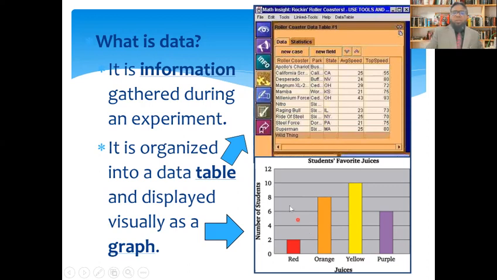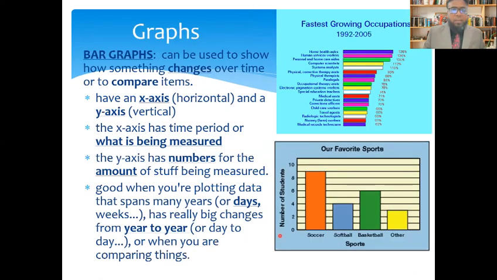So this is the bar graph. Based on the bar graph, we find out personal likes or dislikes, or we predict what the favorite juice color is for the students. Now come to the next slide. See here, again the bar graph is there. You can see here the bar graph has growing occupations.